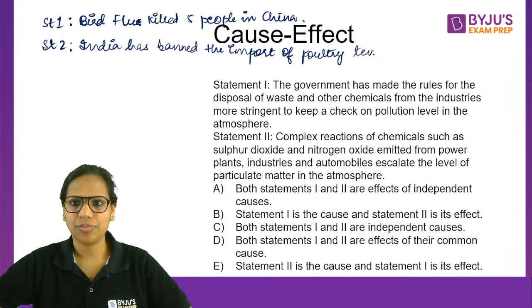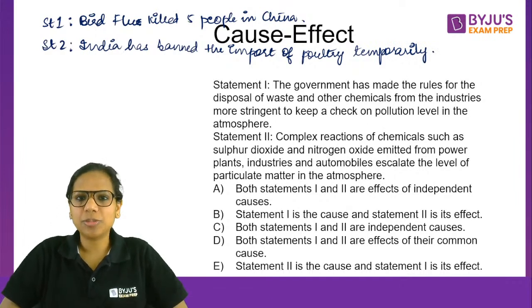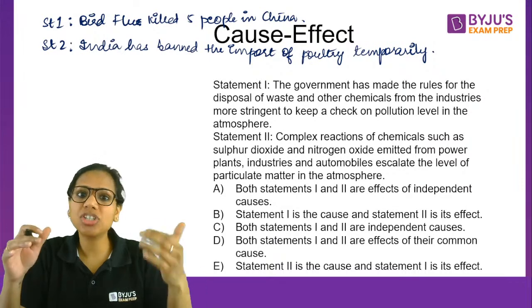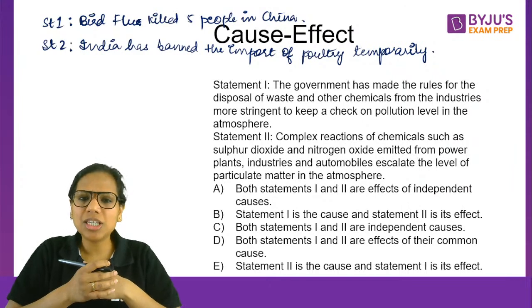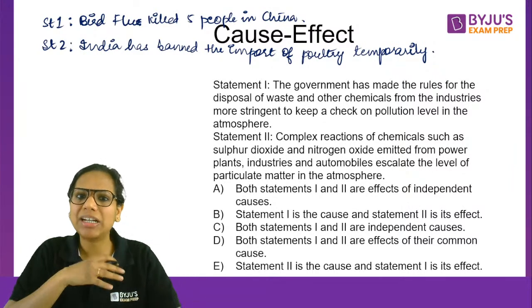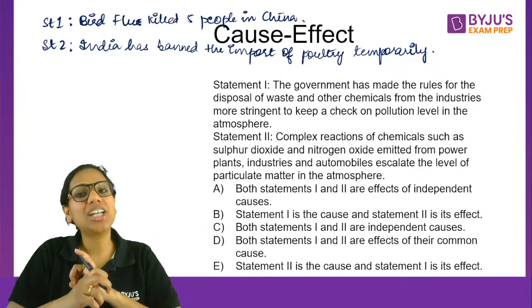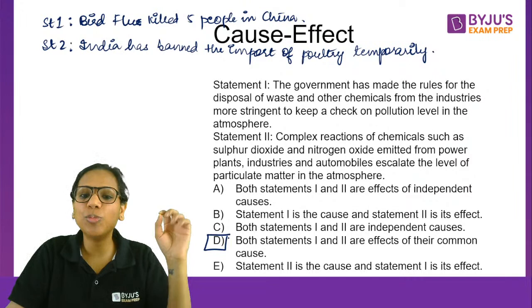Now if you look at these two statements, they don't look to be completely unrelated. But statement 1 talks about China. Something has happened in China. Based on that, India has banned the import of poultry, any and all import. I'm not saying just from China. India has banned the import of poultry temporarily. Doesn't it seem to be a little extreme considering that it's spreading in China? So it's not completely unrelated, but it's not directly related also. In such a case, you should be suspicious and think probably this is the answer.